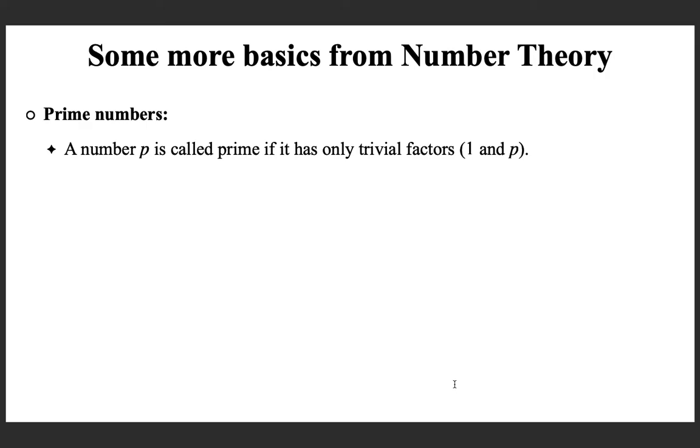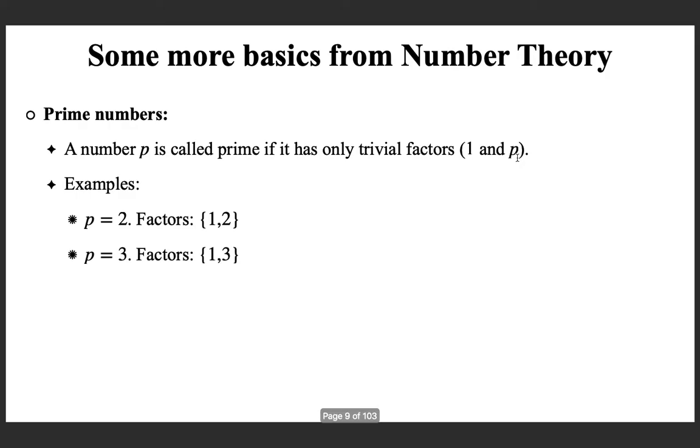A number P is called prime if it has only trivial factors. We know that for any integer the trivial factors are 1 and that integer. A number is called prime if it has only 1 as a factor other than the number itself. We can look at examples. We can see that 2 is a prime. It is the only even number which is prime. It satisfies the definition because only 1 and 2 are the factors.